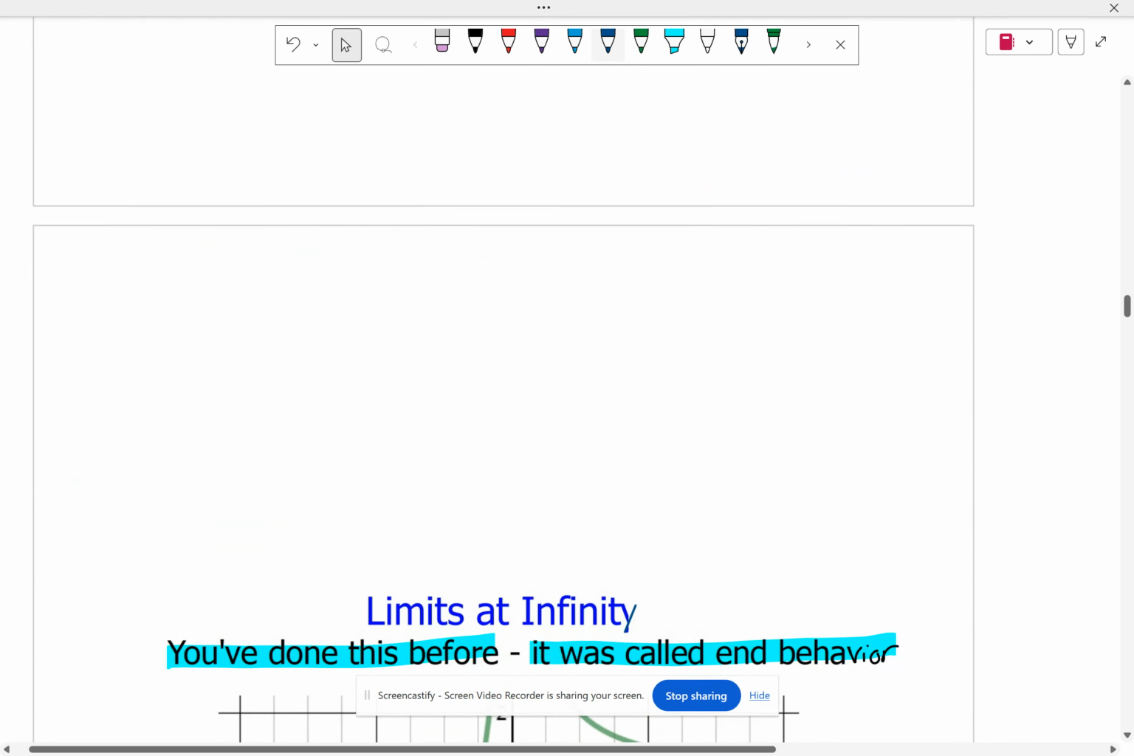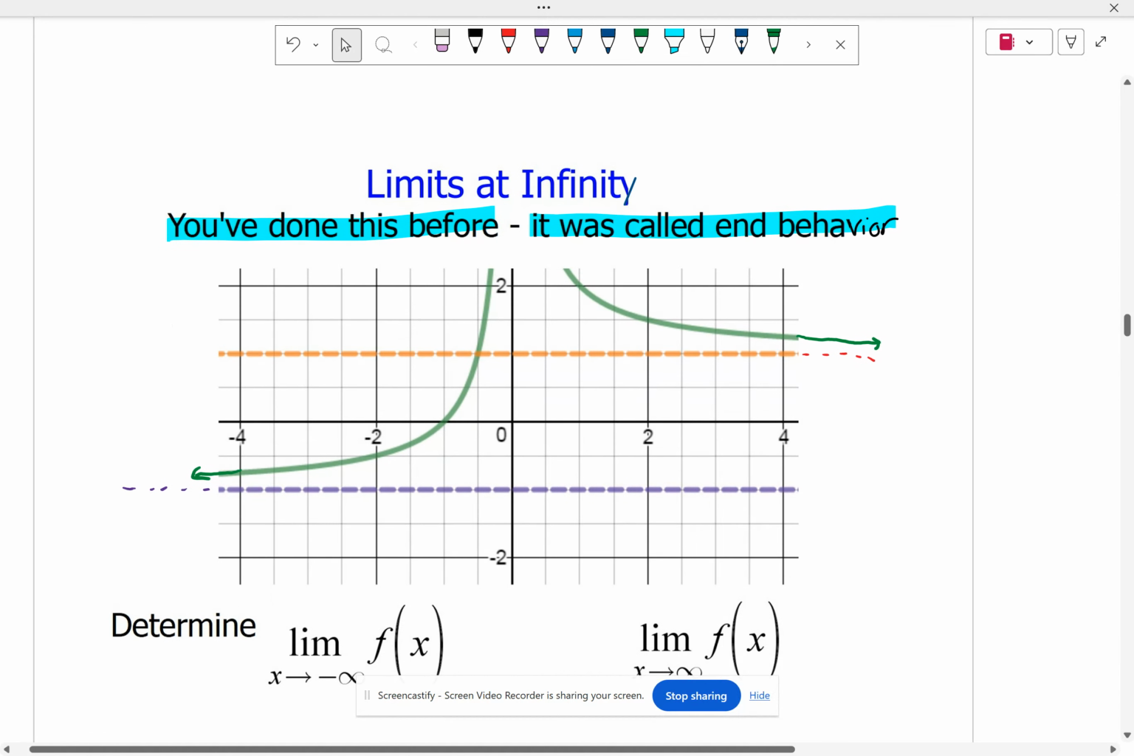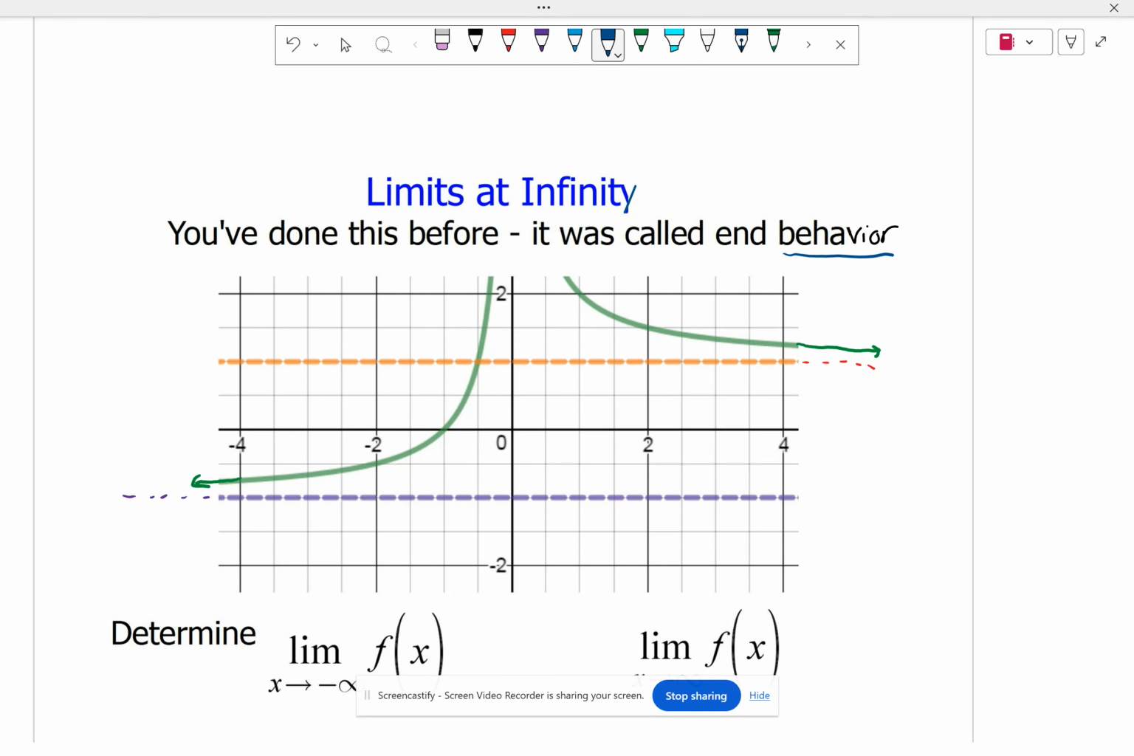All right. And so that's it for limits at asymptotes. In terms of limits at infinity, this is something that we've done before. We just called it end behavior. So what's the function doing as you go to negative infinity and positive infinity?